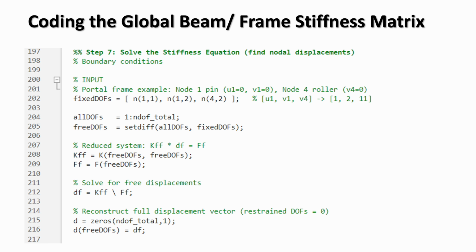And finally, we rebuild the full displacement vector for the entire frame. So d equals zeros of size nDOF, and d(freeDOFs) equals DF. This reinserts the solved free displacements into their correct global positions, while all restrained degrees of freedom remain 0. The resulting vector now shows how every node in the structure moves, forming the foundation for the next step, which will be calculating support reactions and internal forces.